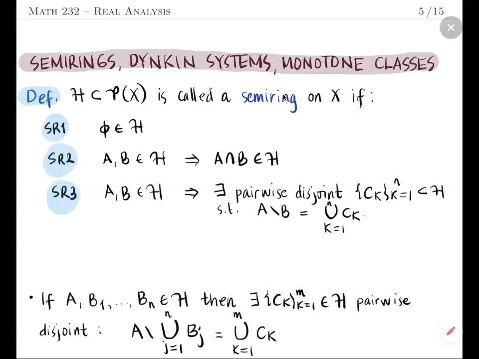To be precise, if I have two elements in H, I can find a finite sequence of elements C sub k in H in such a way that I can write the set difference as the union of these sets C sub k, k from 1 to n. This does not mean that the set difference is in H. It only tells us that the set difference is the union of a pairwise disjoint finite sequence in H.